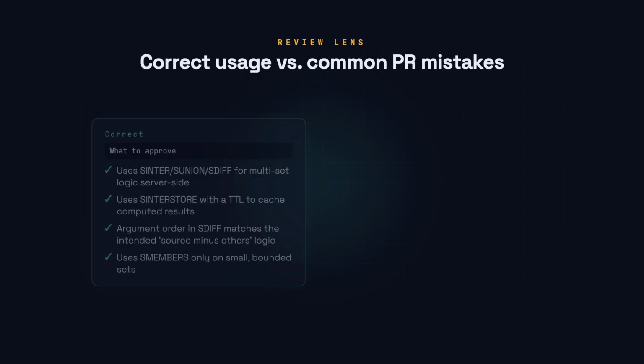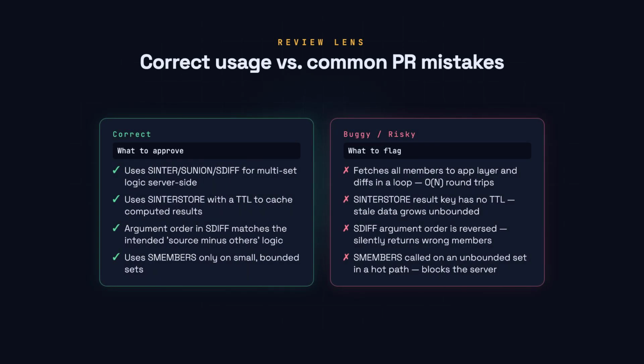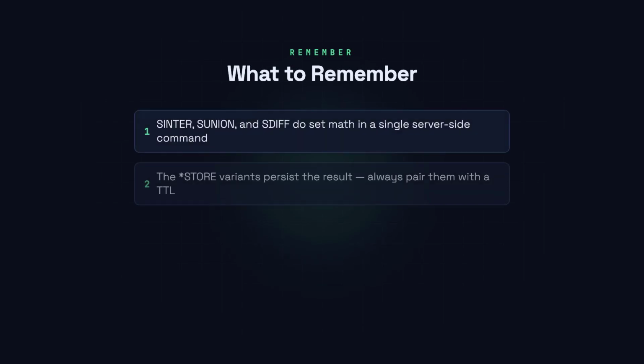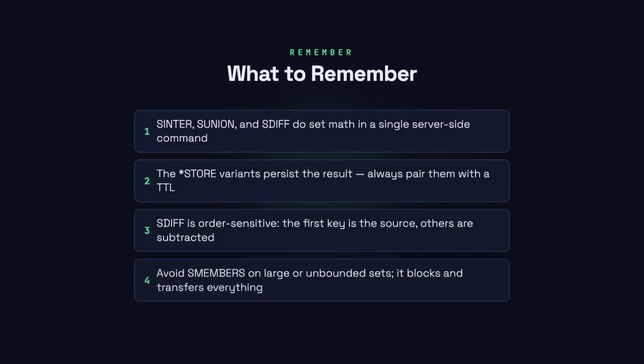When reviewing a pull request, check that set math stays on the Redis server, that any stored result key has a TTL, that SDIFF arguments are in the correct order, and that SMEMBERS is never called on a set that can grow without limit. Redis set operations move the logic off your application server and onto the data.